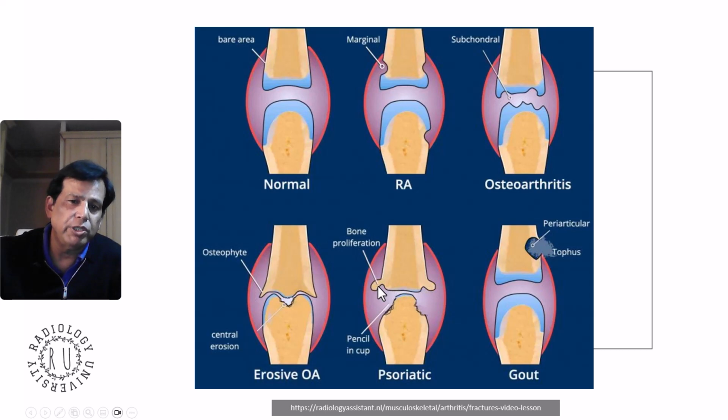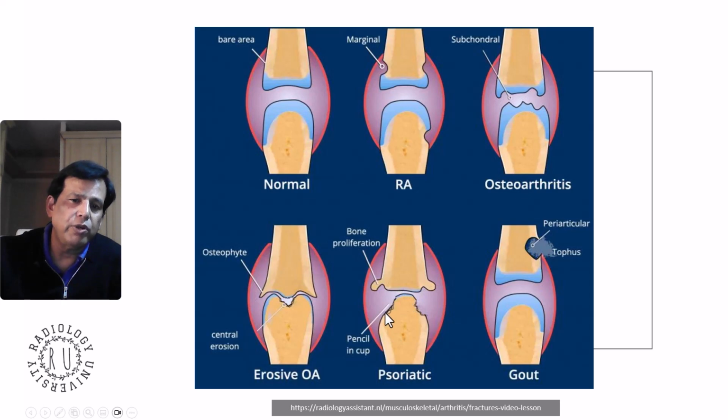These are called bony proliferation, because the bone is overgrowing. And this is the case in psoriatic arthropathy. You get loss of joint space, and you get erosions on the chondral surface only. This is not very marginal in this case.